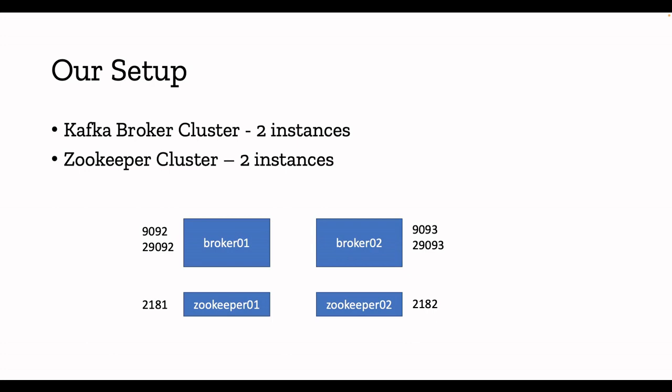internal Docker communication. If you want to reach out to the broker from the host, we will be using 9092, and if you want to communicate with the broker within the containers, we will be using the 29092 and 29093 ports. And for Zookeeper, it's 2181 and 2182. So this is our setup. It's a simple setup, with two brokers and two zookeepers.